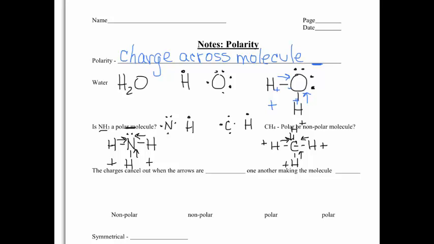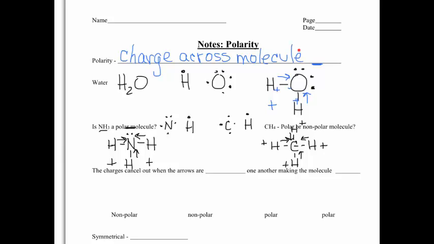So essentially, the first thing you need to identify molecule polarity is, are the bonds themselves polar? Which in all of these cases, they are polar since they're between two different elements with different electronegativity. Then you need to look at the symmetry of the molecule.